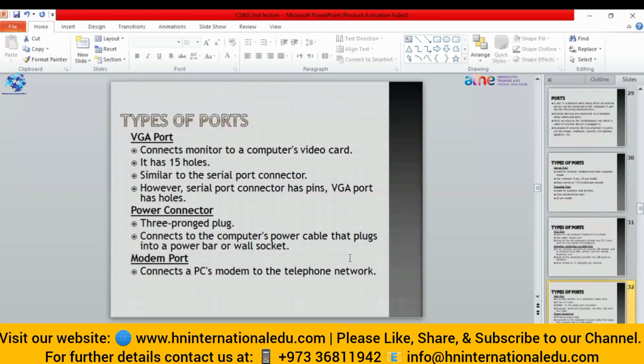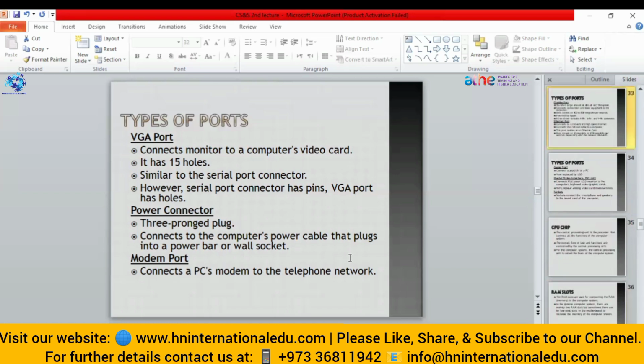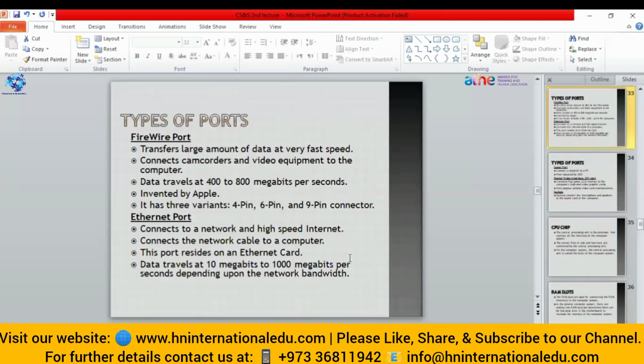The modem port connects a CPU modem to the telephone network. FireWire ports transfer large amounts of data at very fast speed. They connect camcorders and video equipment to the computer, and data travels at 400 to 800 megabits per second. Invented by Apple, it has three variants: 4 pin, 6 pin, and 9 pin. So each and every port has its own purpose.